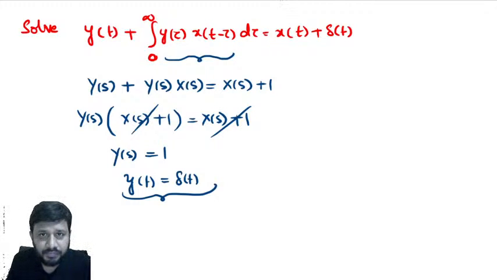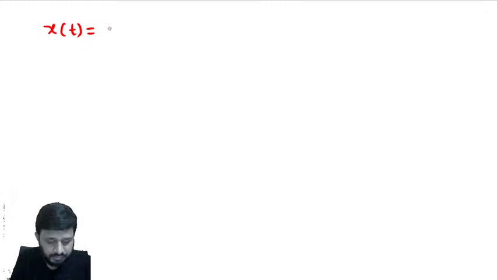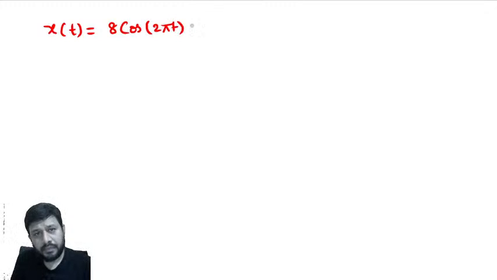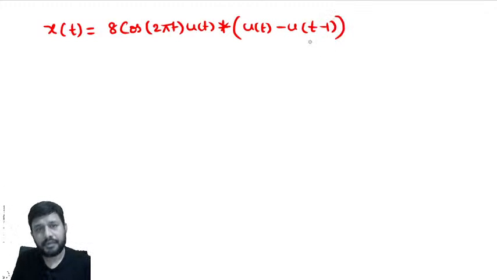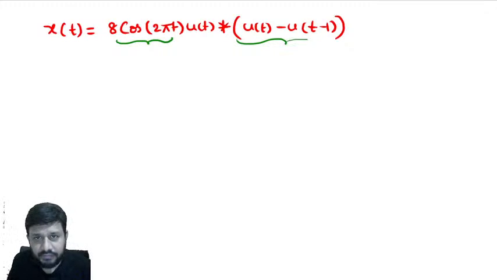Shall I give you one more problem? You find out the convolution of 8 cos 2 pi t u of t, come on, try to solve this one. I want the convolution of these two signals. Convolution of this signal with this signal I want.